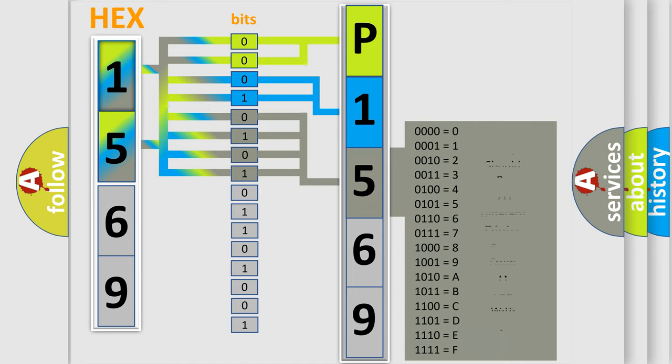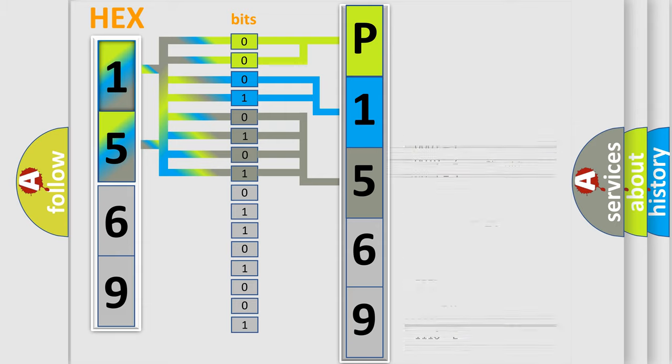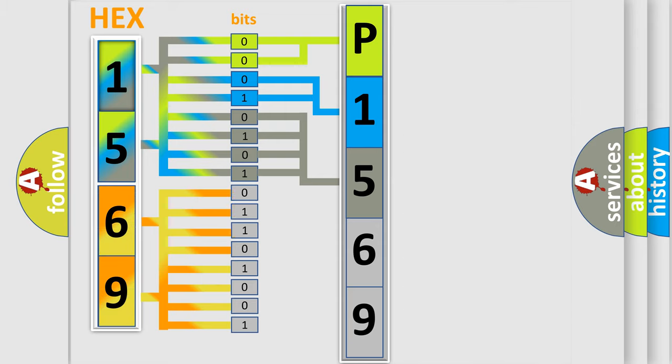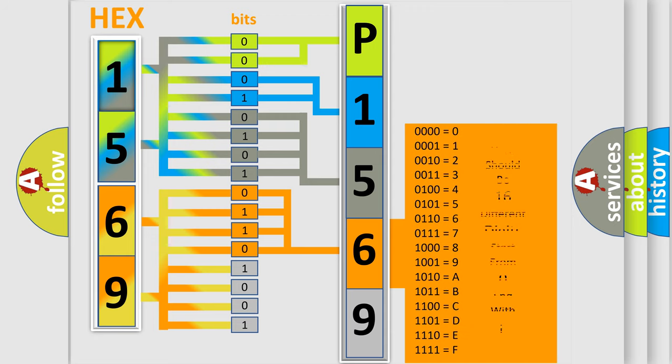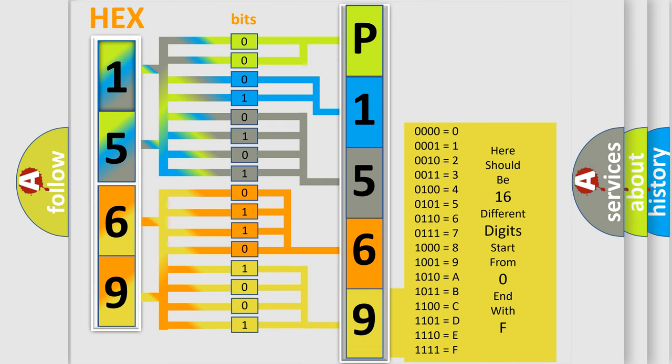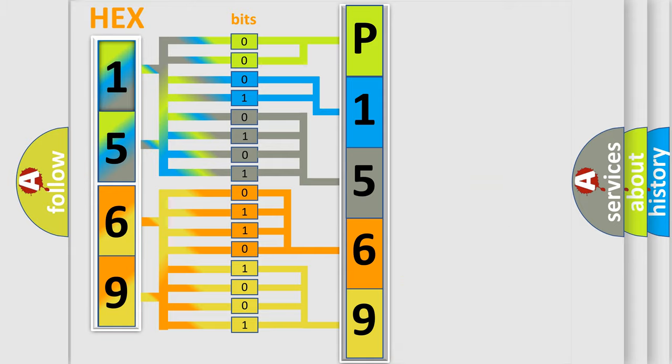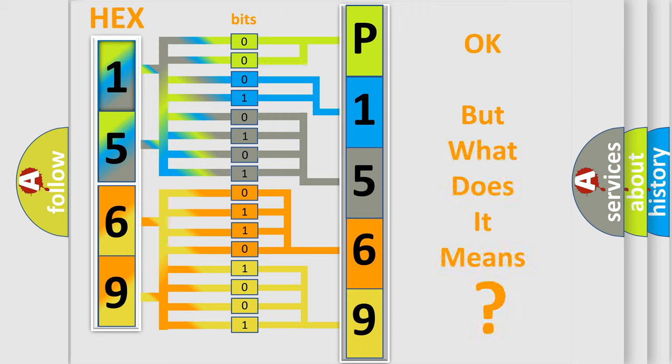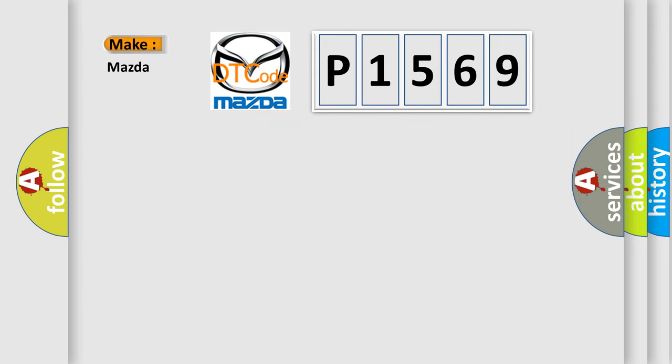The second byte is composed of a combination of 8 bits. The first 4 bits determine the fourth character of the code, and the combination of the last 4 bits defines the fifth character. A single byte conceals 256 possible combinations. We now know in what way the diagnostic tool translates the received information into a more comprehensible format. The number itself does not make sense to us if we cannot assign information to what it actually expresses. So, what does the diagnostic trouble code P1569 specifically mean for Mazda?